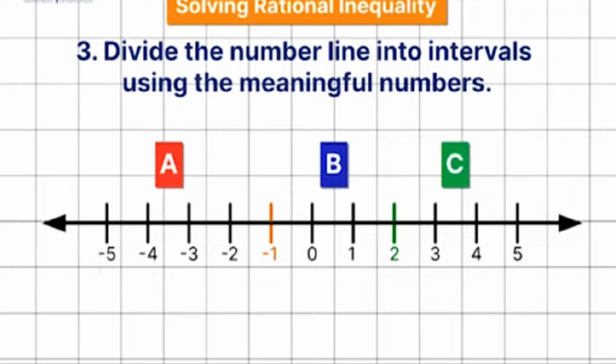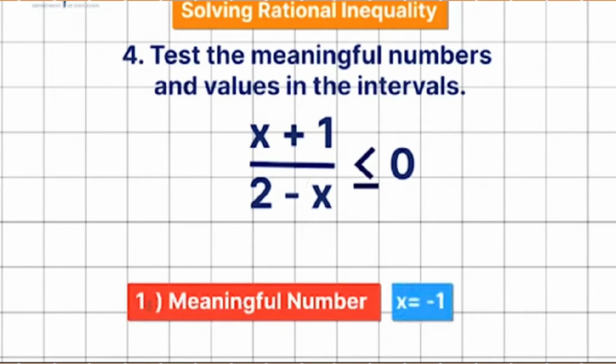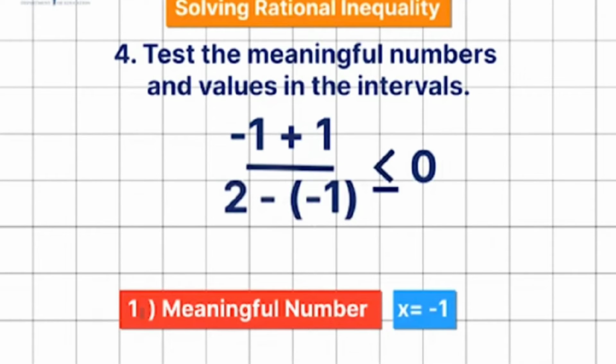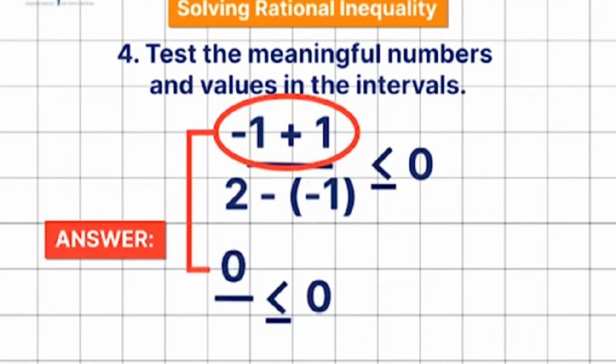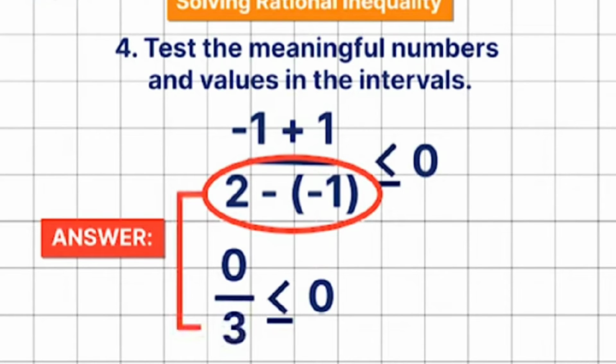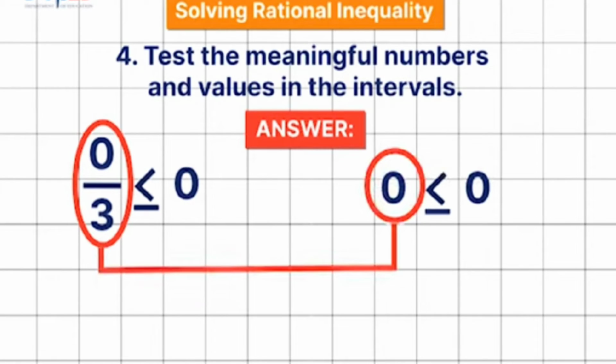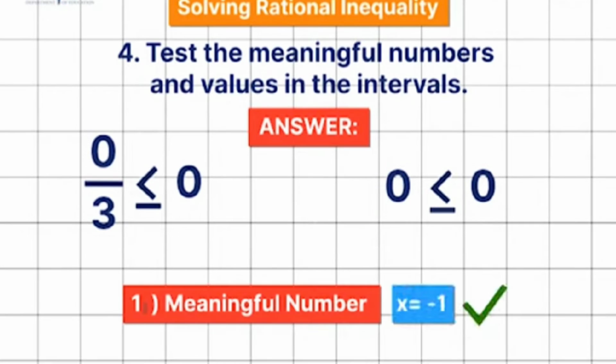We now have the following intervals: A, B, and C. Now we will have the fourth step. We then test values using the inequality. We start with the first meaningful number, -1. We will have -1 plus 1 all over 2 minus -1 is less than or equal to 0. -1 plus 1 is 0. 2 minus -1 is +3. 0 over 3 is 0, and it is equal to 0. Hence, we say that -1 is a solution in the given inequality.